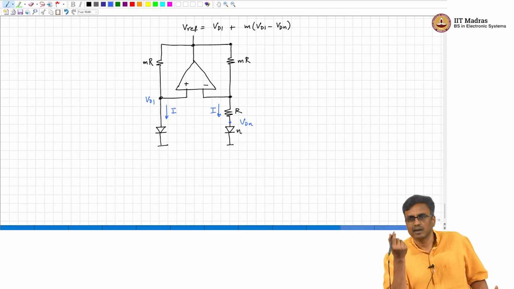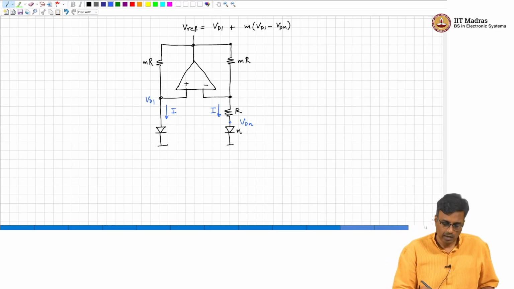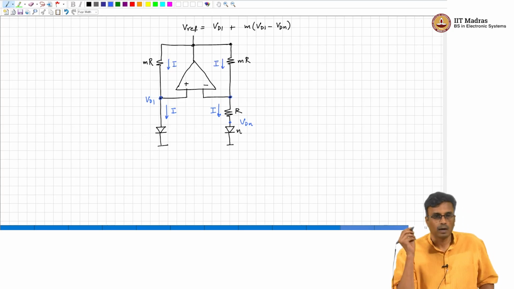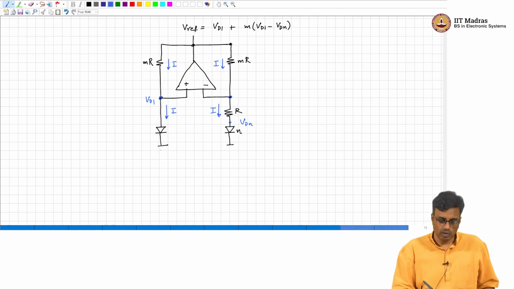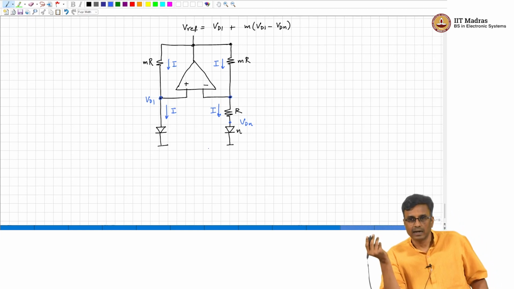Analyzing is easy. What I mean, the two inputs of the op amp are identical. So, if these two voltages are identical, then these two currents are identical, correct. So, the currents in the branch on the left and the branch on the right are identical.